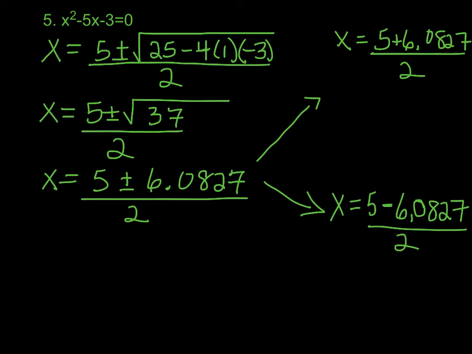All right, so then what you're going to do is take your calculator and plug that into your calculator. And on the top, we should get 5.5413. And on the bottom here, when we plug that into our calculator, we should get negative 0.5413.